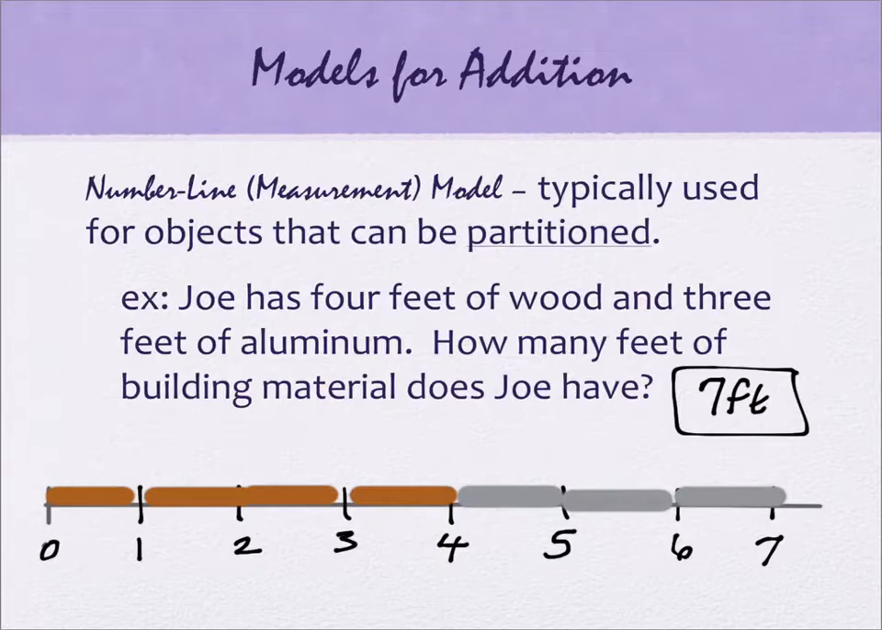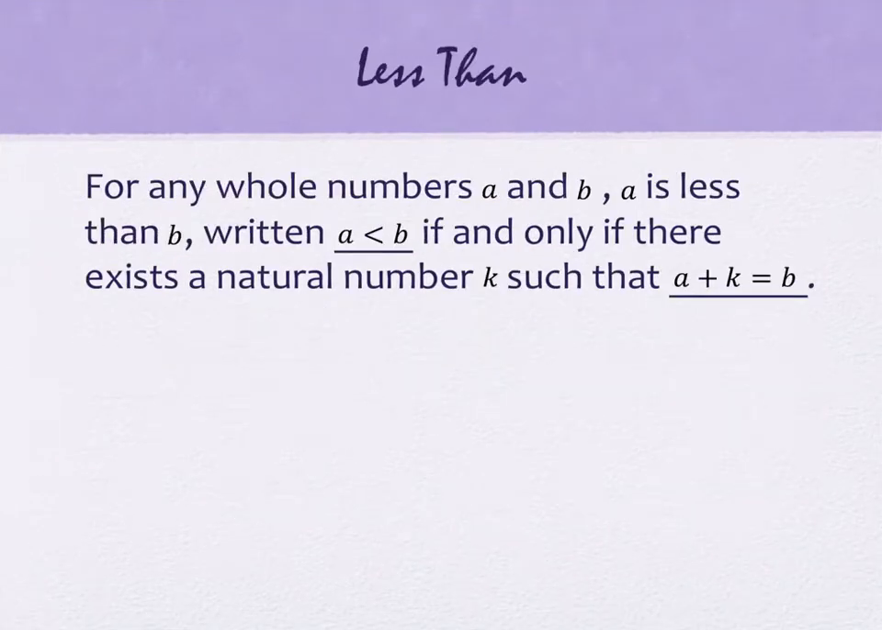Some language that we see used frequently when we do comparisons of values is a phrase called less than. So, less than and greater than. Greater than is talked about in your homework, but less than we'll talk about here. For any whole numbers a and b, a is less than b, written a < b, if and only if there exists a natural number k such that a plus k is equal to b.